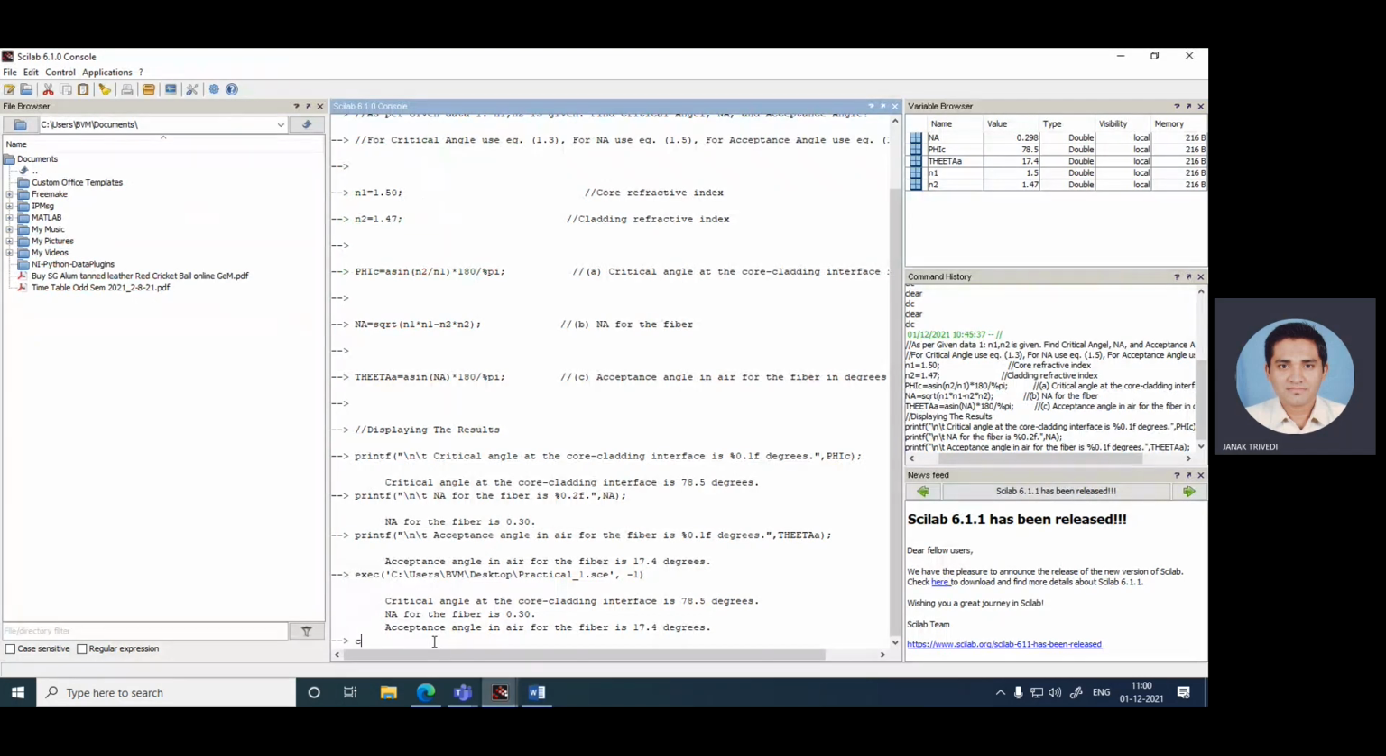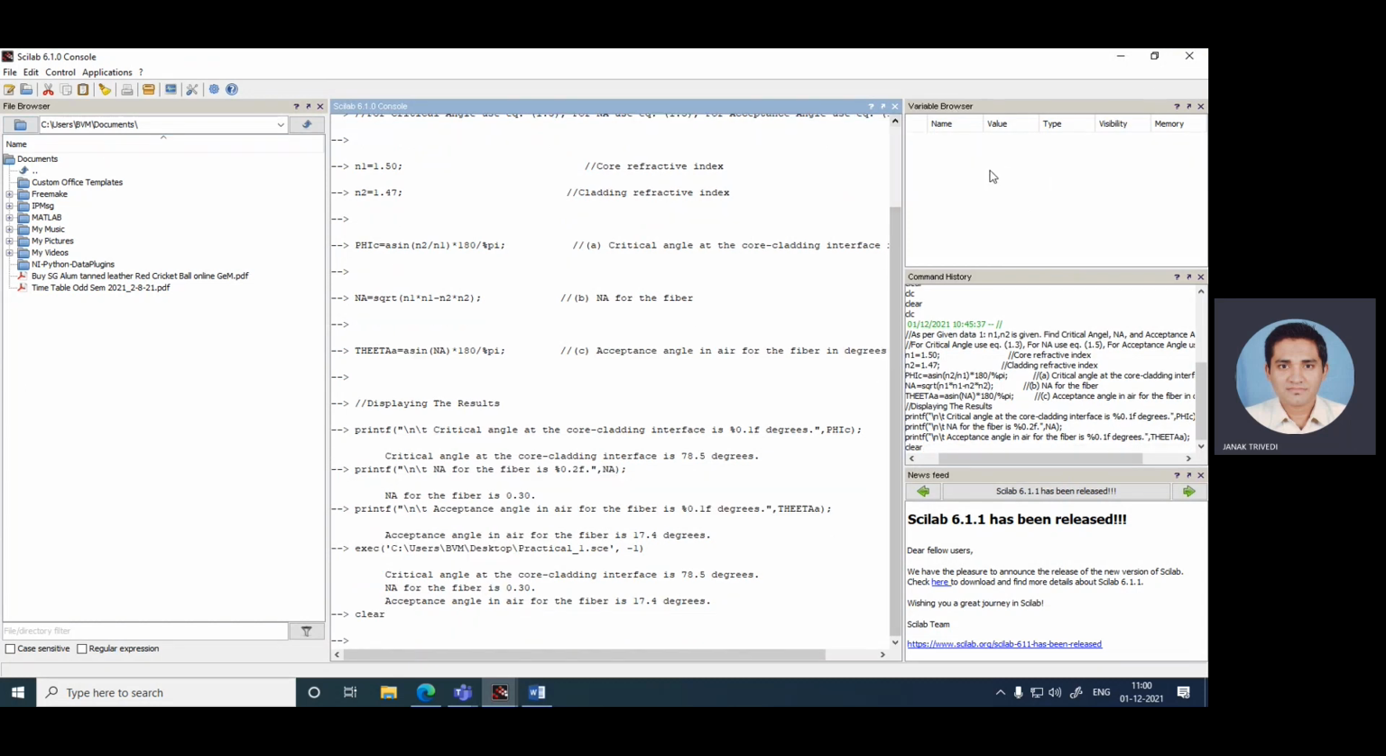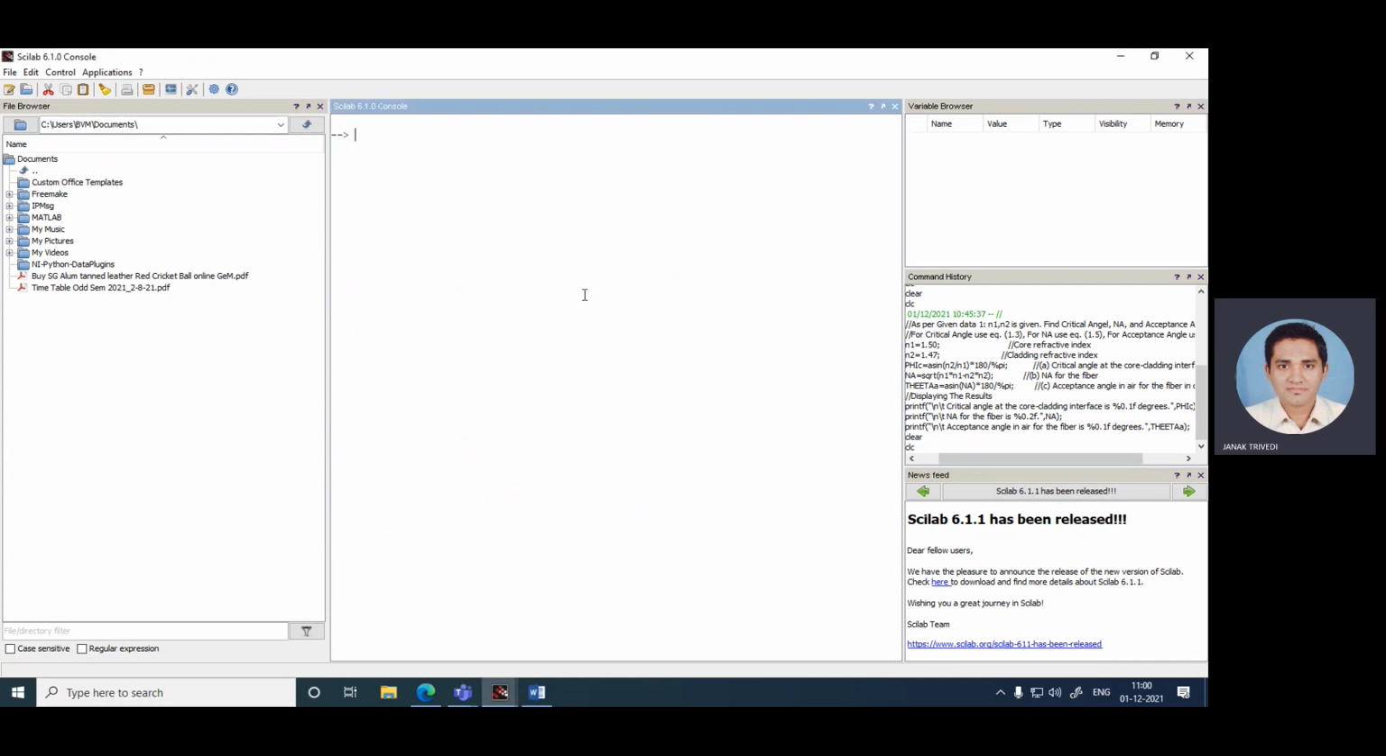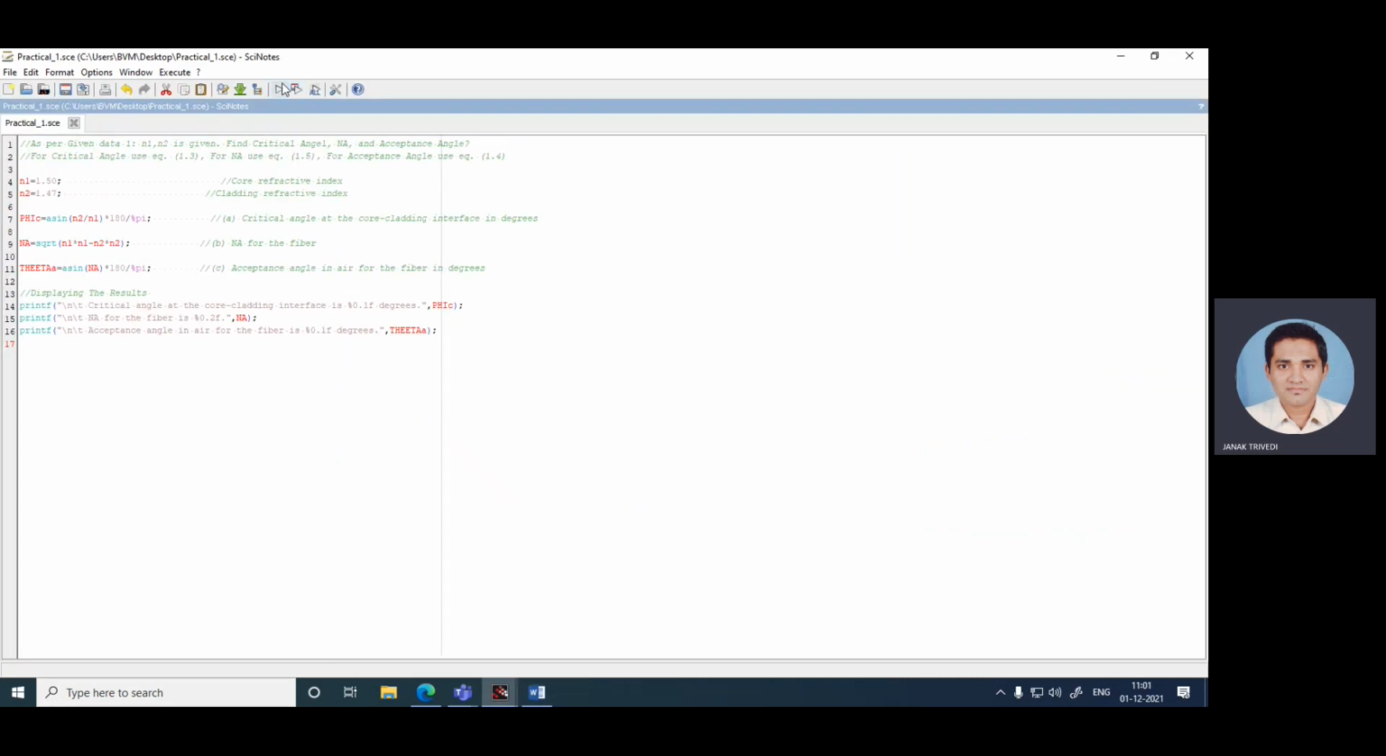So another command is first clear. This is the variable browser, command console, and this is the file browser. When you click clear, you can see here the variable browser is clear. Okay, so if you want to clear all the screen, then CLC. Okay, so all the command console window is clear. This is the console window. So one second, we run this program, so you can see the result better.